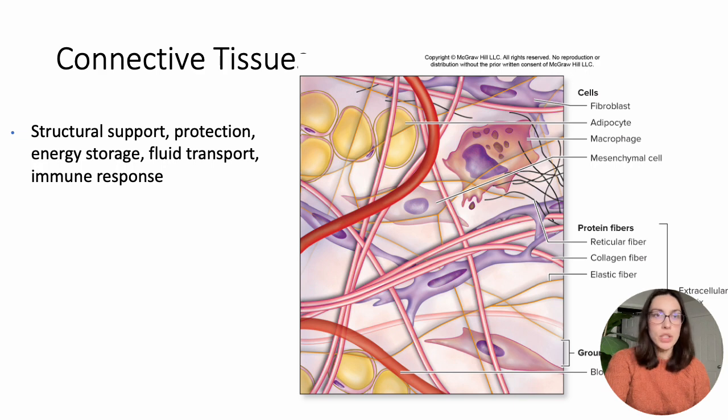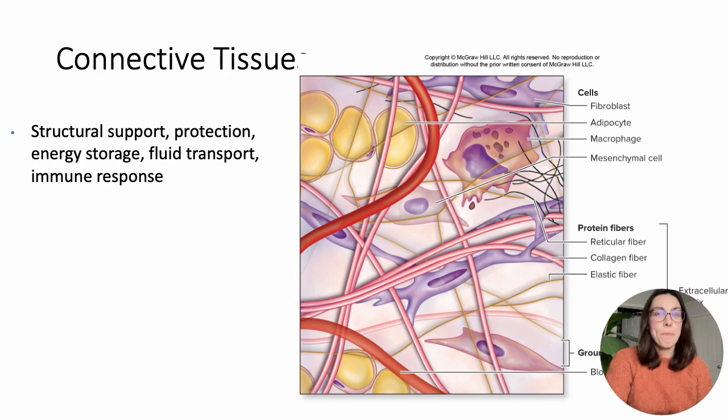In general, connective tissue is tissue that offers structural support, protection, energy storage, fluid transport, and immune response. Loosely speaking, it connects different things in the body. But the word connect is used very differently for the different types of connective tissues. One thing they all have in common is they all come from mesenchyme, which is that gelatinous embryonic tissue that comes from mesoderm during very early development.